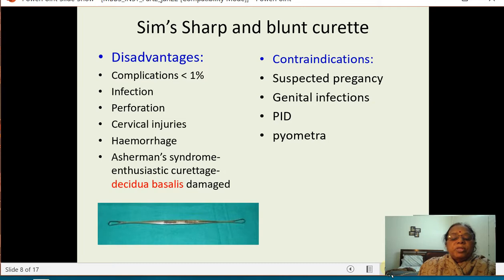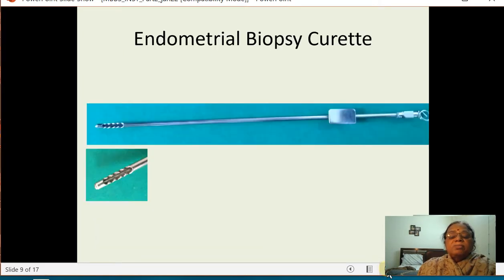The disadvantages with the instrument are that there could be complications like perforations, ascending infections, cervical injuries, hemorrhage, and if very enthusiastic curettage is done, when the person curettes too much and removes the decidua basalis, there is damage to the endometrium, and this could lead to secondary amenorrhea, and this is called Asherman's syndrome. The contraindications are whenever you are suspecting a pregnancy or there is genital infection per se, if there is PID, if there is pyometra, then the curettage is not done.